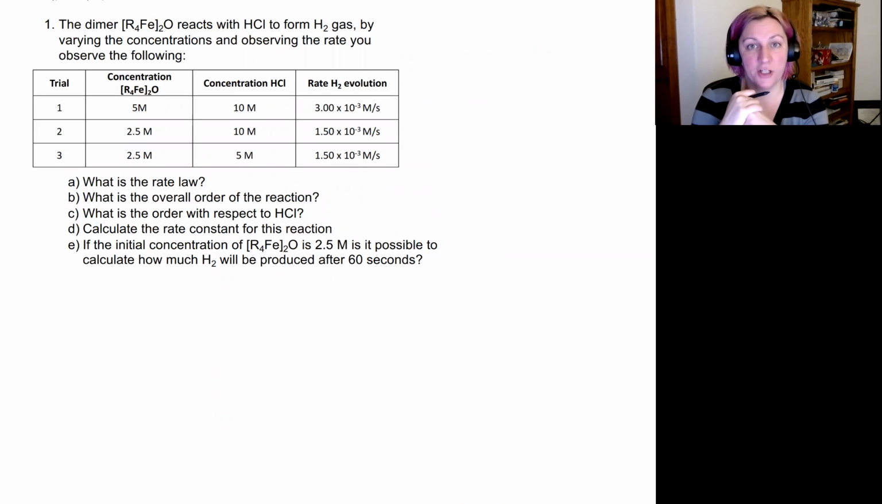Hopefully you've had a chance to try this practice problem out. I'm going to walk through the solutions now. So if you haven't, just pause and give it a try.